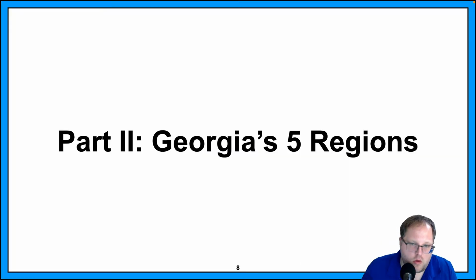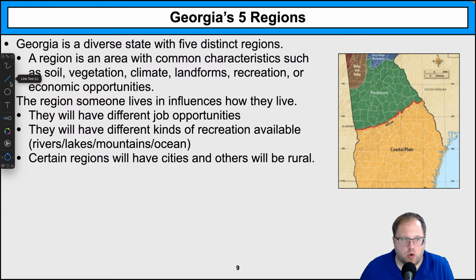Part 2. Georgia's 5 geographic regions. Georgia is a diverse state with 5 distinct geographic regions. And we need to know this definition of a region. A region is an area with common characteristics such as soil, vegetation, climate, landforms, types of recreation, or economic opportunities.